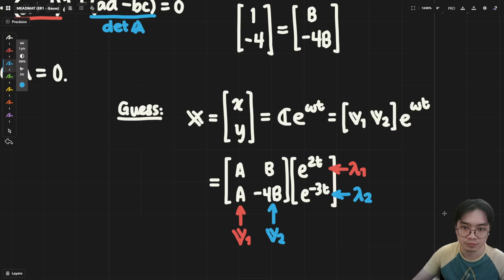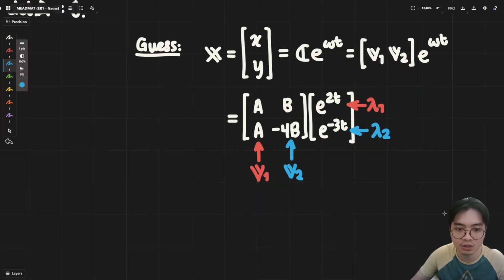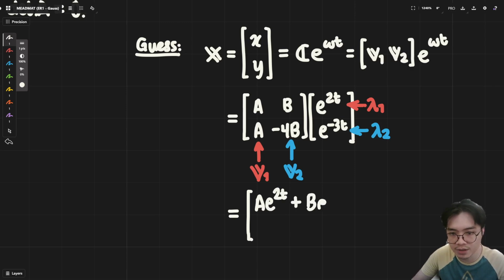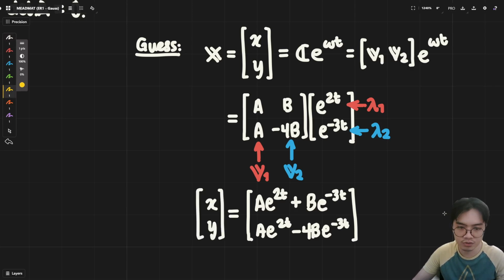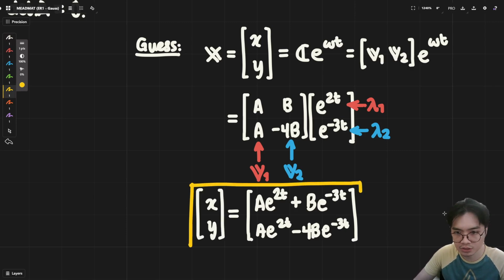And so now it's almost done. We just have to multiply these two together. We will now have a e raised to 2t plus b e raised to negative 3t, and then a e raised to 2t minus 4b e raised to negative 3t. These are now our values of x and y. So this is our answer. Okay, this is our answer.